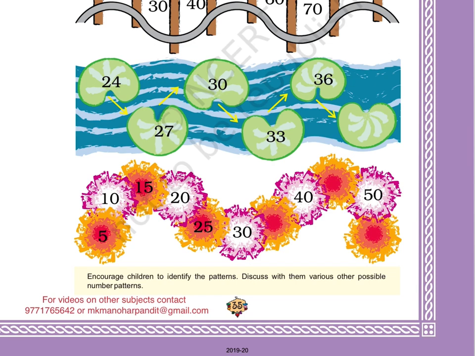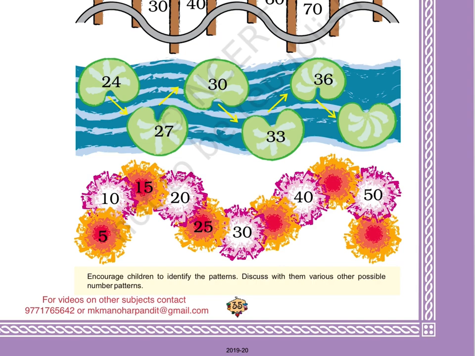Pattern D. 5, 10, 15, 20, 25, 30, dash, 40, dash, 50, dash. The numbers are written at the center of orange and purple flowers arranged alternately. Footnote: Encourage children to identify the patterns. Discuss with them various other possible number patterns.